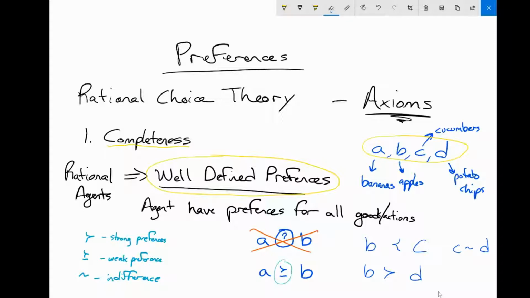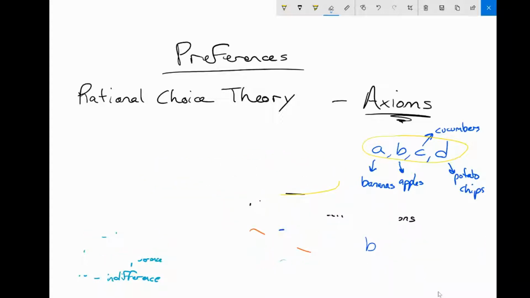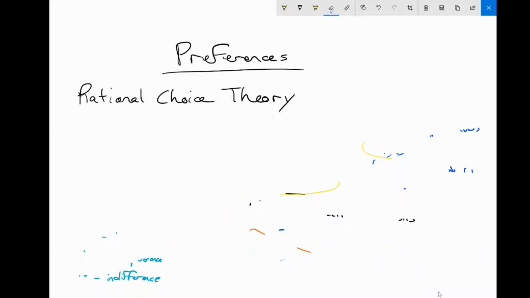That's the completeness axiom. Let's get rid of that and go to the next axiom. I have to erase the whiteboard, just like in class.